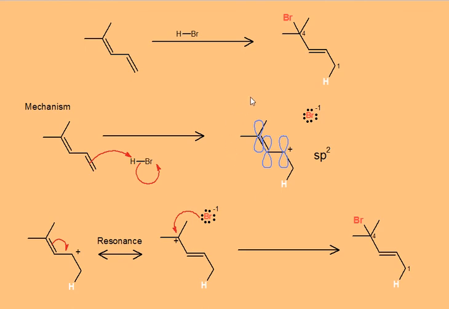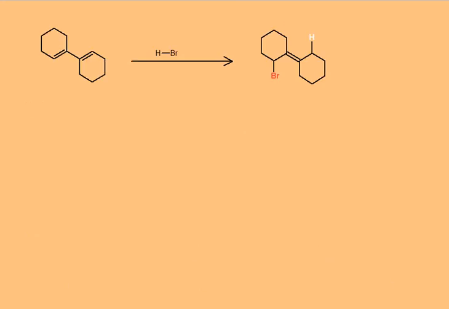Notice in our final product, we still have a pi bond, which is now positioned between the original two pi bonds. Let's try another. This one, again, if we look at the final answer, we can see it's a 1,4 addition, 1, 2, 3, 4, across the molecule. The two original pi bonds have disappeared, and we finish with a pi bond in between the two original pi bonds.